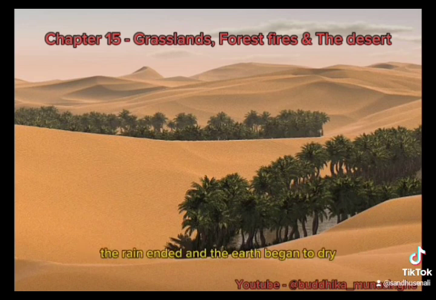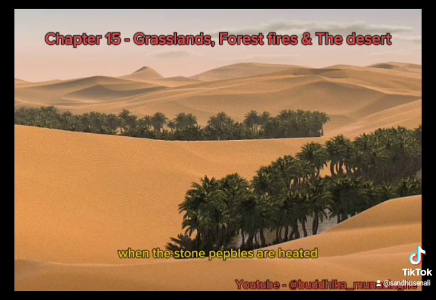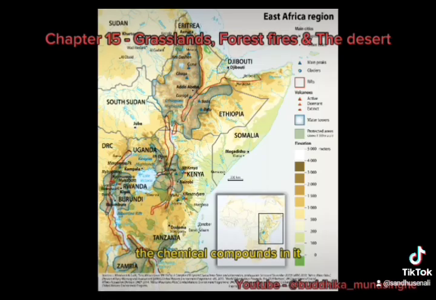The rain ended and the earth began to dry. Grasslands gradually dry out and become prone to fires due to strong winds and intense sunlight. The winds cause the dry grass to catch fire. When the stone pebbles are heated, the chemical compounds in it combine with oxygen and cause a temporary fire to spread and destroy the grass in an instant.